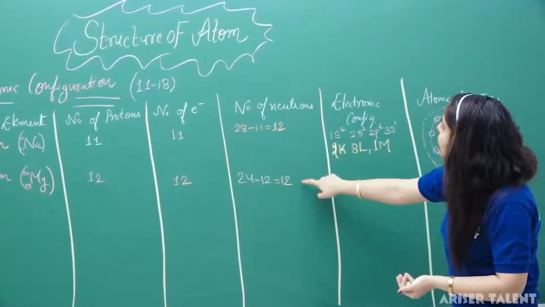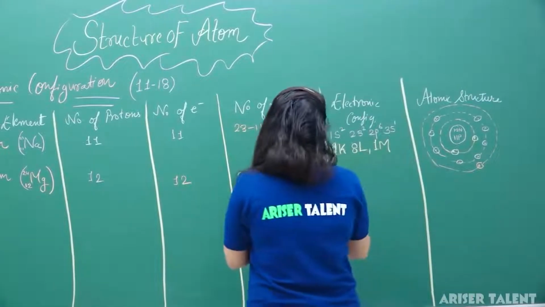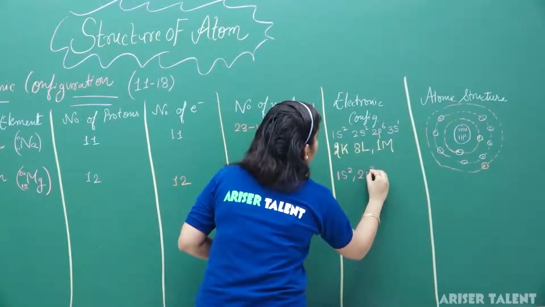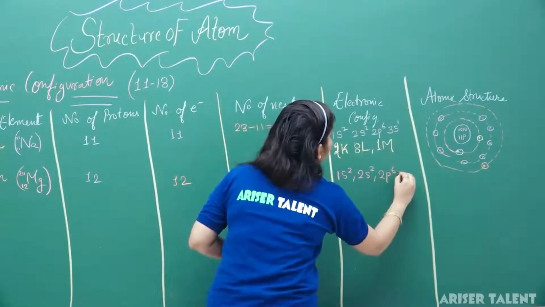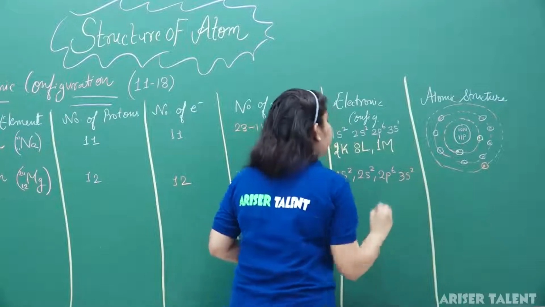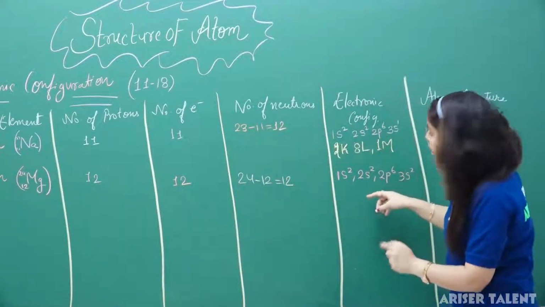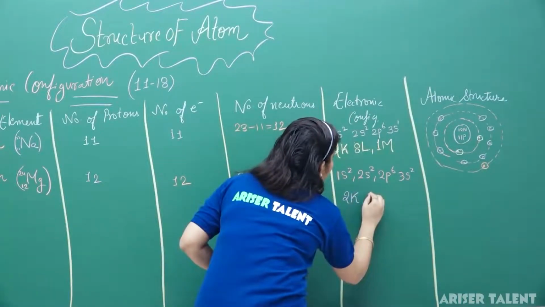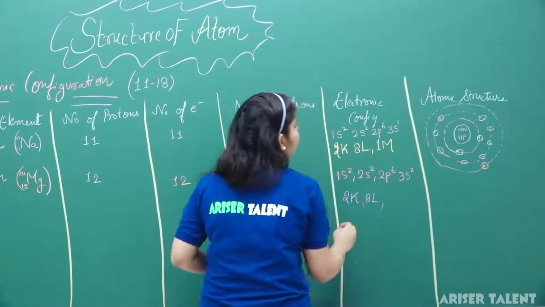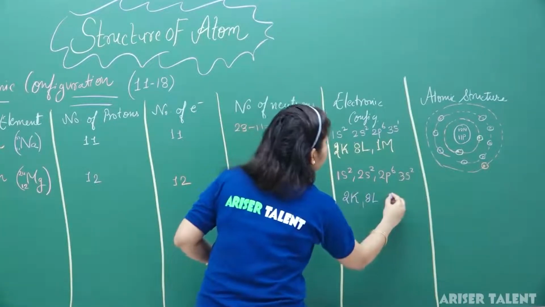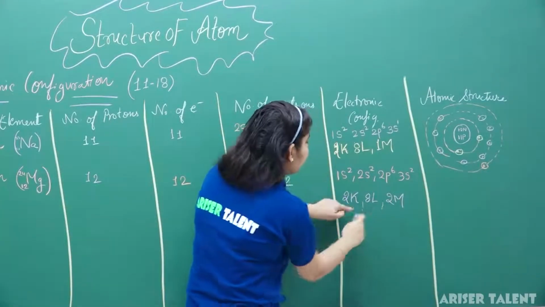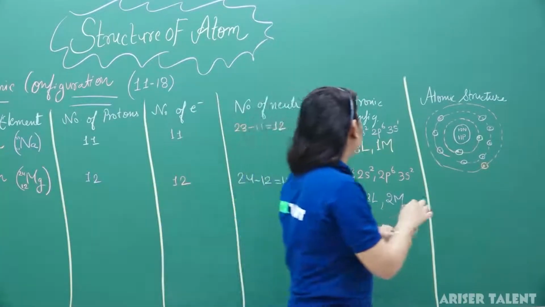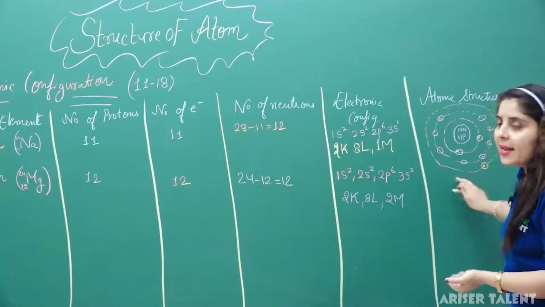Now we want to write the electronic configuration of that element. We get 1s2, 2s2, 2p6, 3s2. The sum will give us 12. Now again we have 2 electrons in the K shell, 8 electrons in the L shell, and 2 electrons in the M shell, and the sum will give us 12, which is the atomic number of that element. Now we want to draw the atomic structure for this element. What will we do?